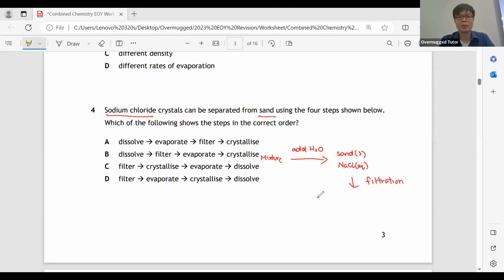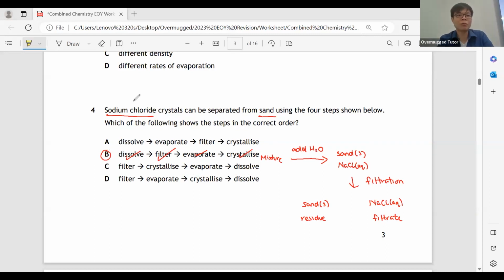Then your sand will be collected as residue. Then your NaCl will be collected as filtrate. Then how do you get back your sodium chloride crystals? You just crystallize back. So dissolve first by adding water. Then you filter off the sand. Then you evaporate the filtrate until saturated. And then you crystallize. So B.